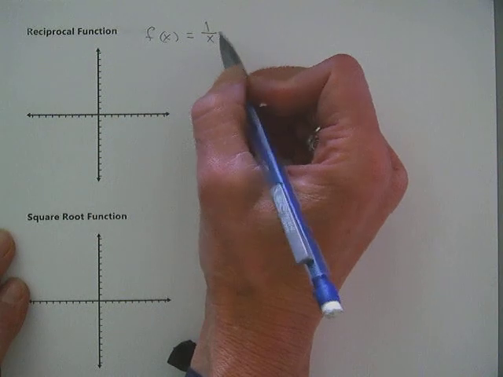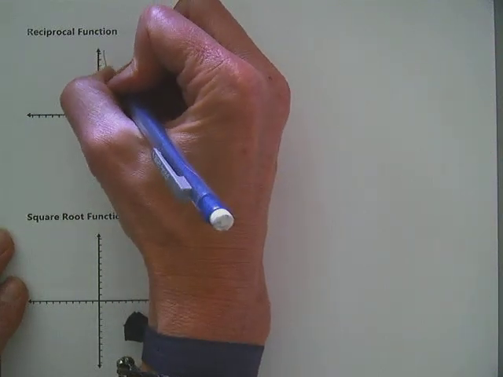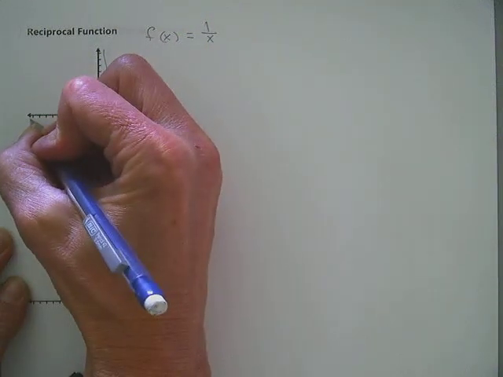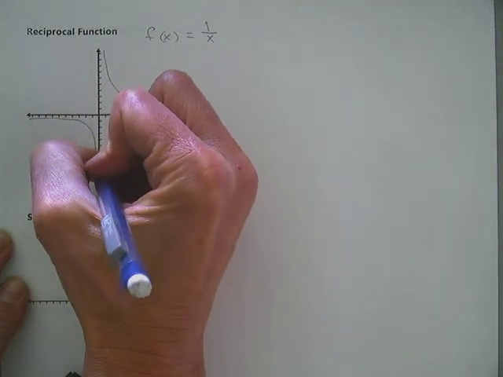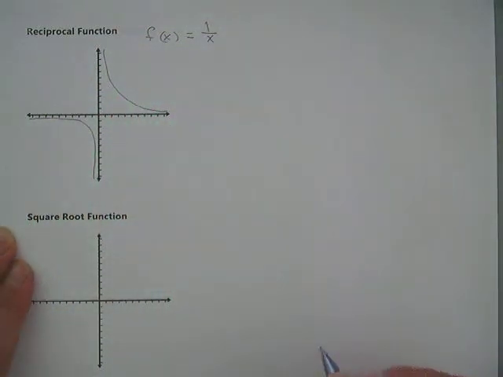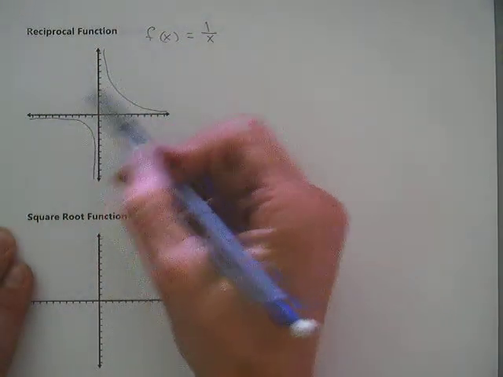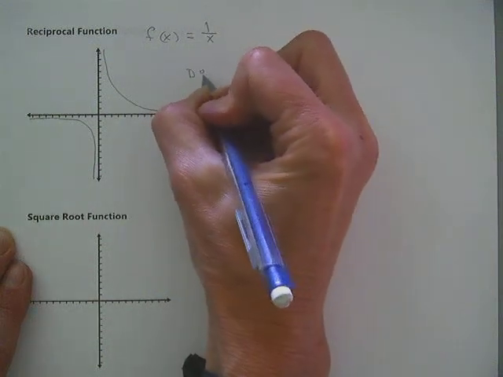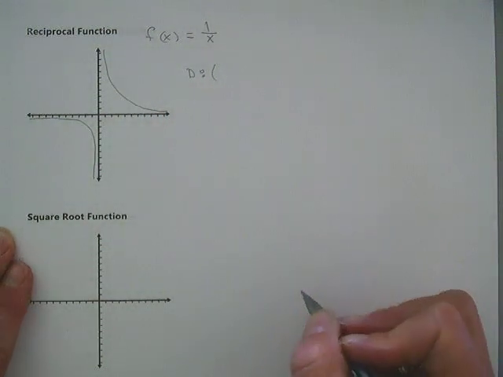Okay? All right. Now on this one, what can x not be? 0. There's an asymptote there. Okay? So it comes like this. This function has two branches, and they come in like that. All right? They're supposed to be symmetric. I didn't draw them real symmetrically.